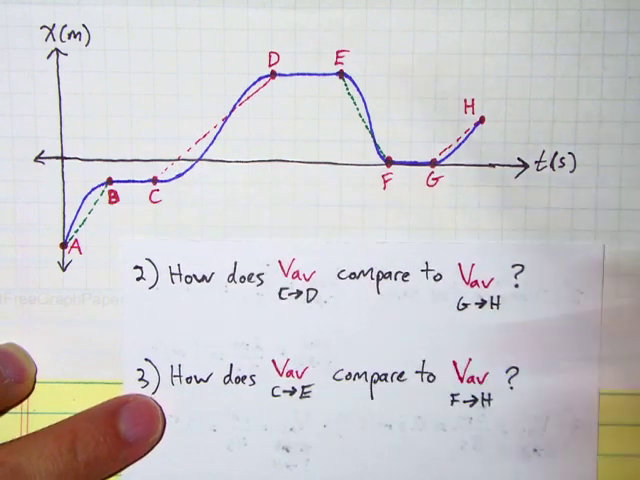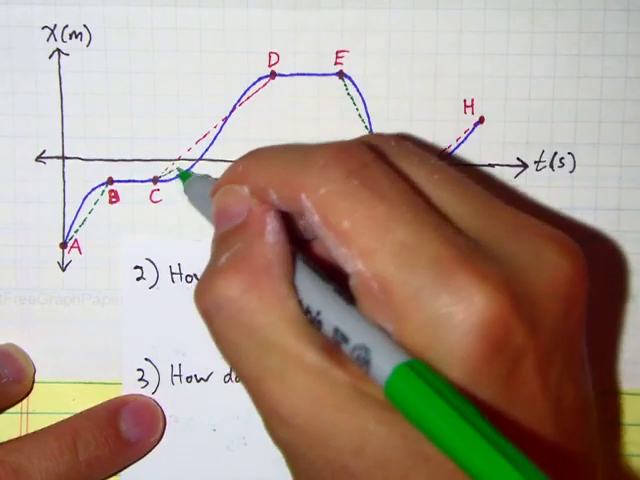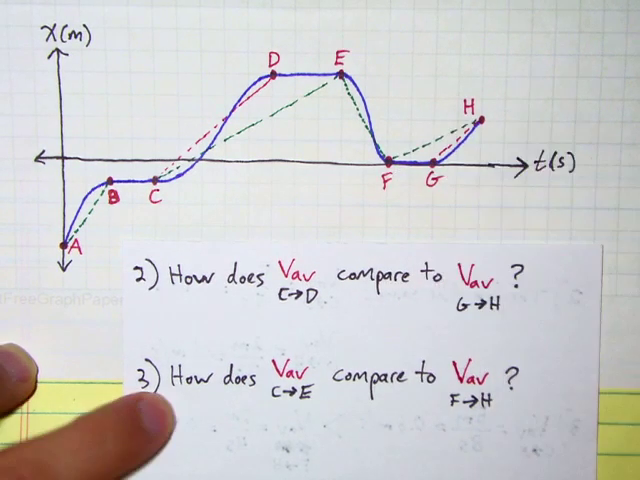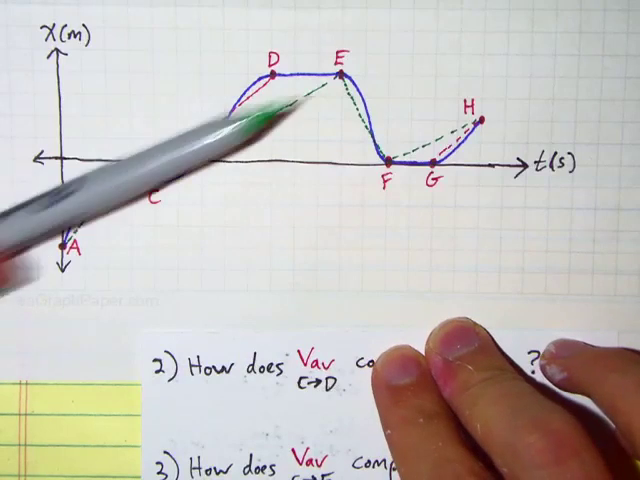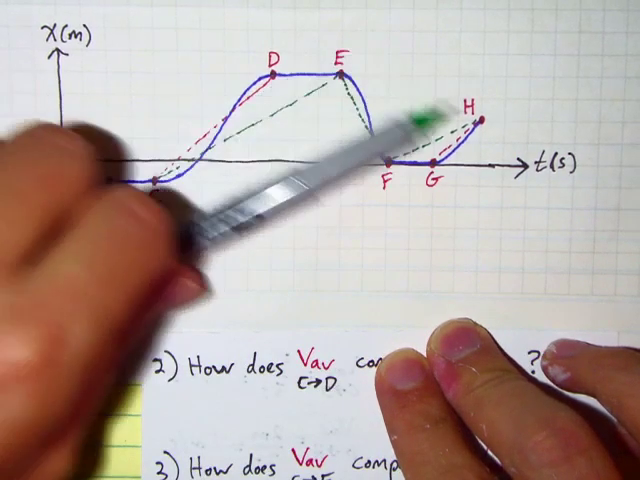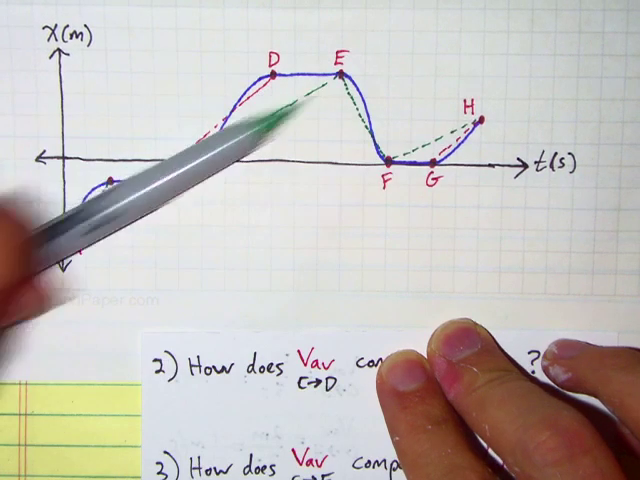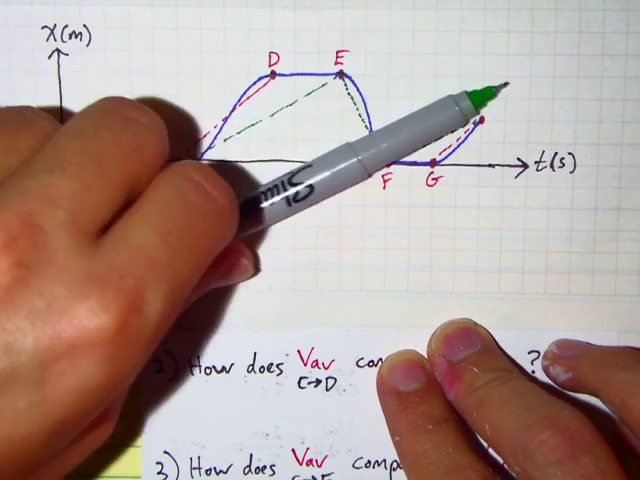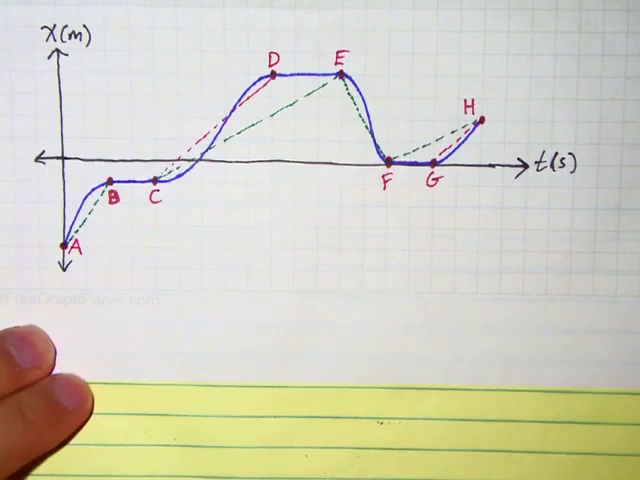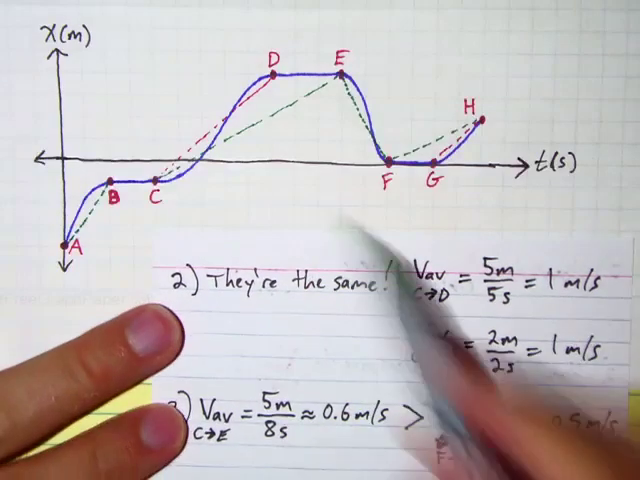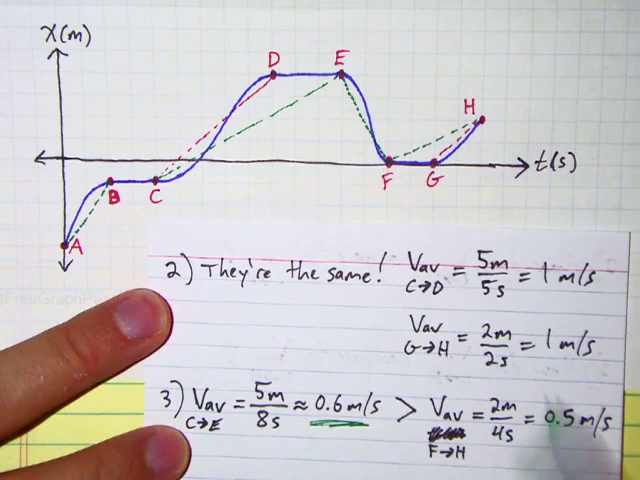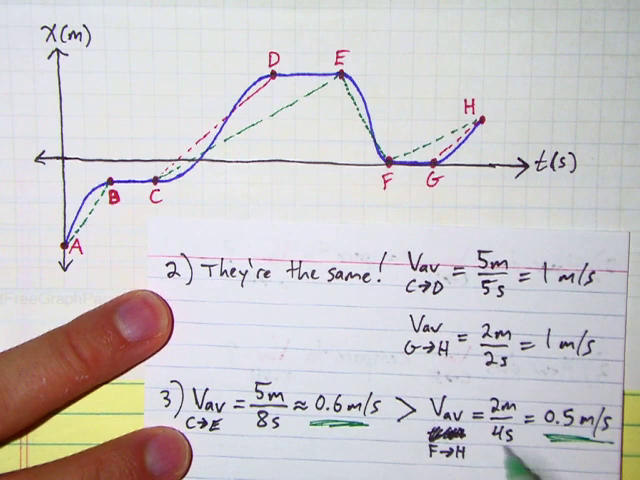Average velocities from C to E. Let's draw in that dotted line. And from F to H, drawing that line. And again, you can see that this one is more steep upwards than this one. That's a steeper positive slope than this one, which is tilted down a little flatter. You can do the calculation to verify. From C to E, your rise is 5 over 8. 0.6 meters per second is your slope. From F to H, 0.5 meters per second, up 2 over 4.